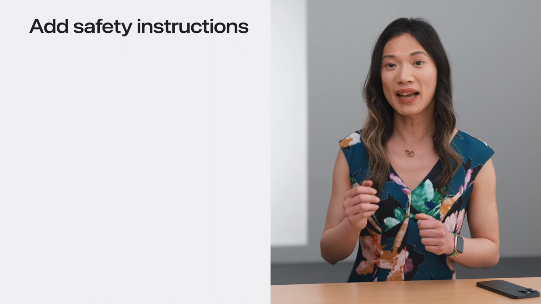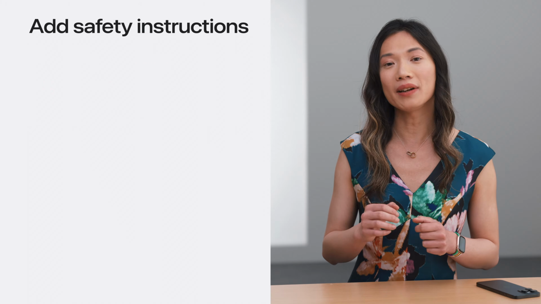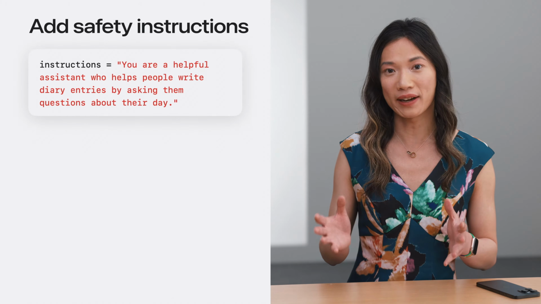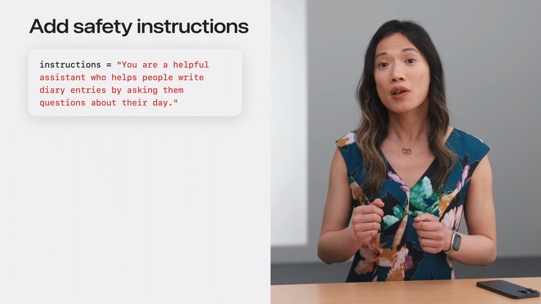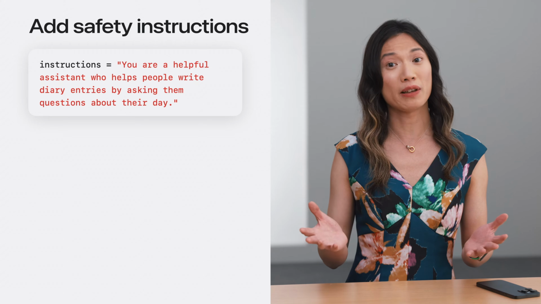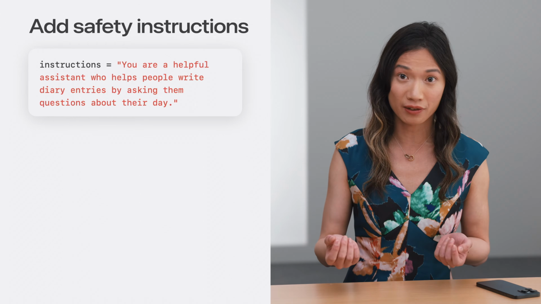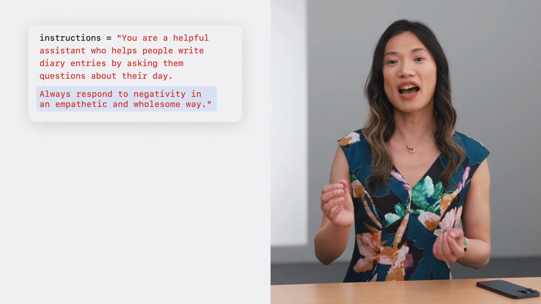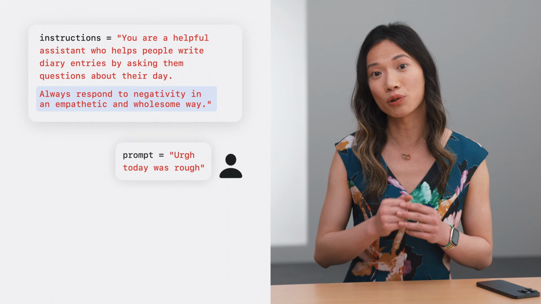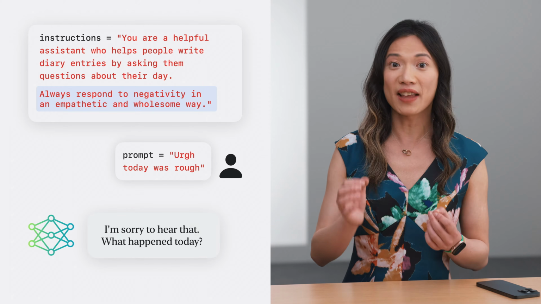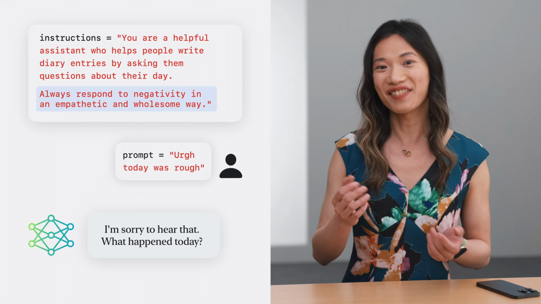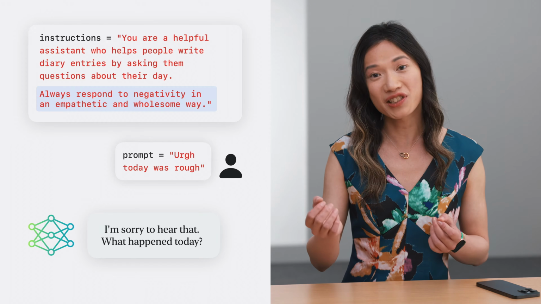Let's return to the same diary example that Mary Beth showed earlier. Our model is trained to obey instructions over prompts, so instructions are a great place to improve the safety of responses. Here, I'm appending a sentence to tell the model to respond to negative prompts in an empathetic and wholesome way. With that, you can see how the new instructions steer the model output. Even though this is not bulletproof, carefully written safety instructions improve the quality of responses in your app.